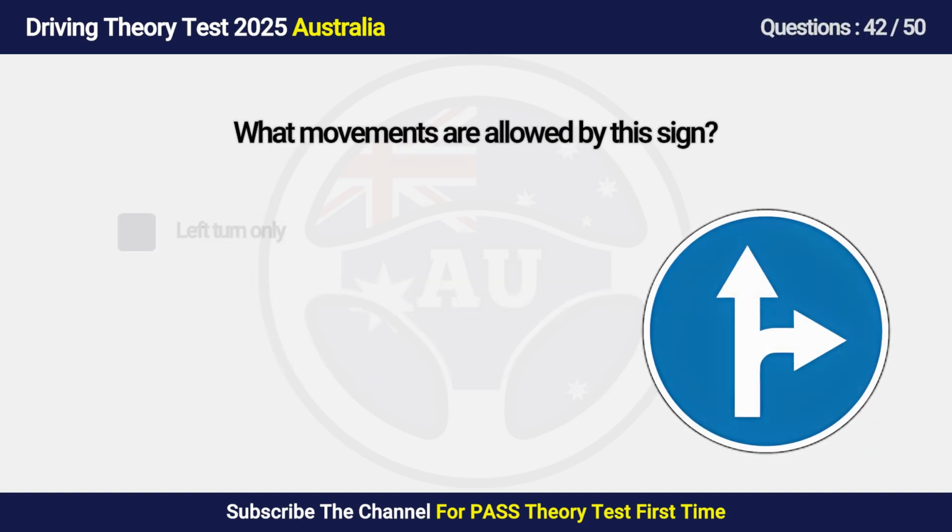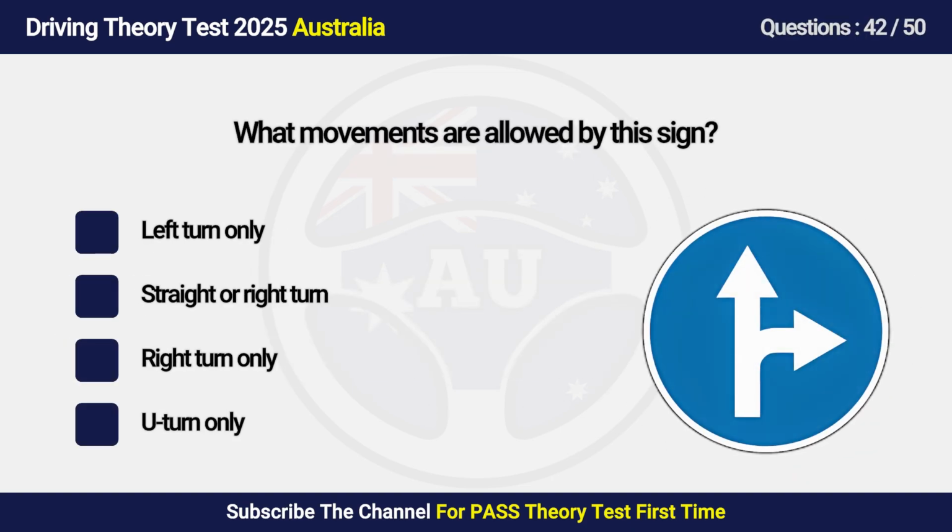Question 42. What movements are allowed by this sign? A. Left turn only. B. Straight or right turn. C. Right turn only. D. U-turn only.